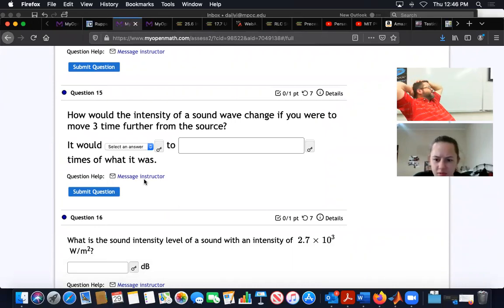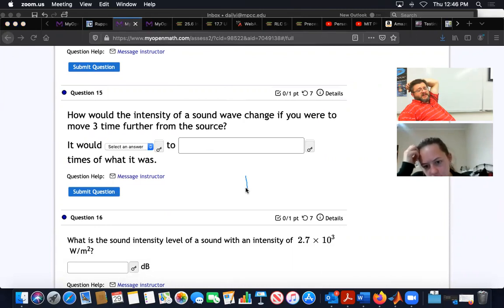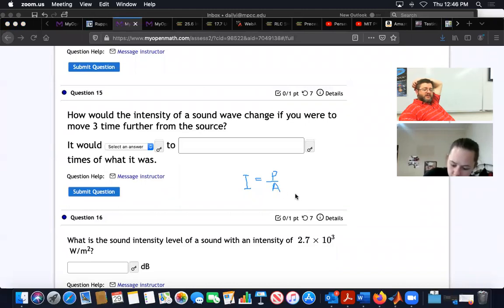Okay, so this one has to do with the idea of what intensity is. Intensity is equal to the power over the area. And we're talking about the area, you could think of the area as, let's see, what's the best way to think of it?